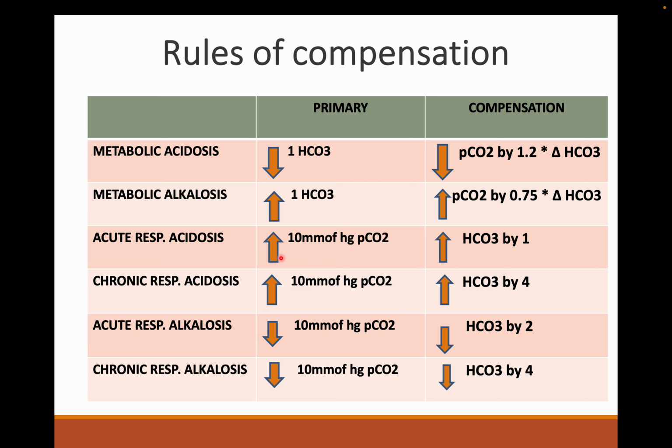For every 10 millimeters of mercury increase in PCO2, there will be at least 1 milliequivalent increase in bicarb. If PCO2 is 40 and it increases to 60, that is 20, so bicarb should increase by 2.